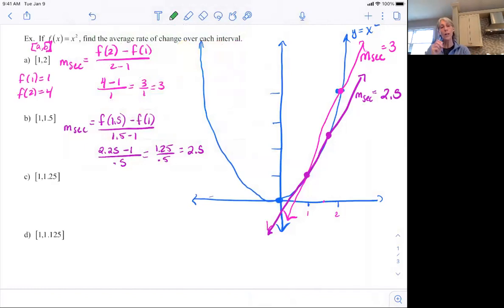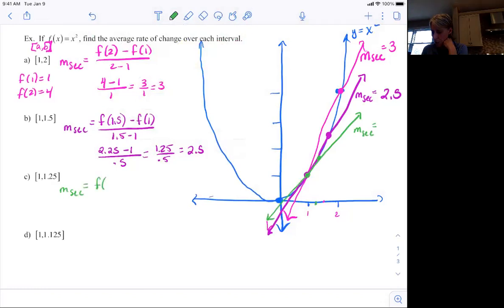Now we're going to go from 1 to 1.25. So on my graph, I'm going to use this point, and the x value I'm going to plug in is 1.25, so that would be about there on my parabola. That would be the secant line, and we're looking to find the slope of that line. f of 1.25 minus f of 1 over 1.25 minus 1.